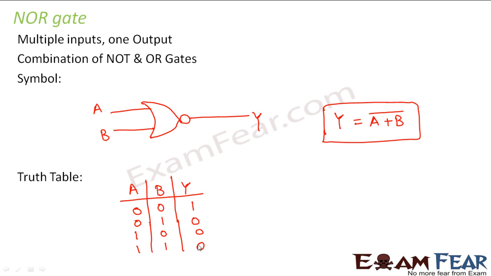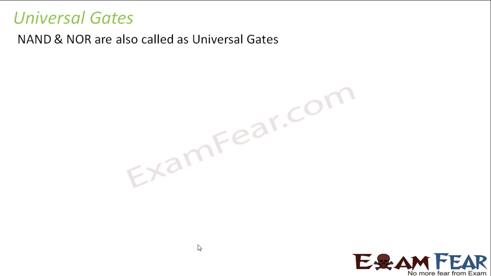So these are the common logic gates. Now we have something called universal gates. Out of these 5 gates, NAND and NOR are called universal gates. NAND gate and NOR gate are known as universal gates. Why? Because we can derive all other gates using NAND gate and NOR gates.